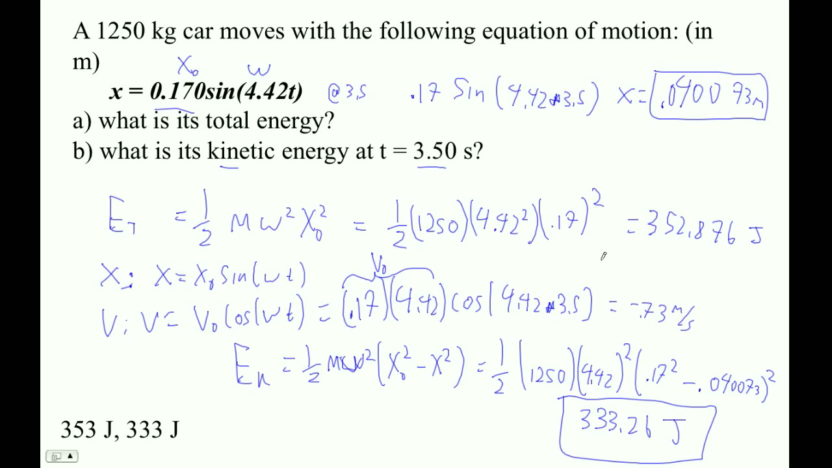meters per second. And then I just go 1/2 1250 times negative 0.73 with all of its accuracy squared, right? So 0.5 times 1250 times the answer squared, right, is 333.26, right? I was torn between which way I liked better. I really don't know. Some things can't be answered by science alone.